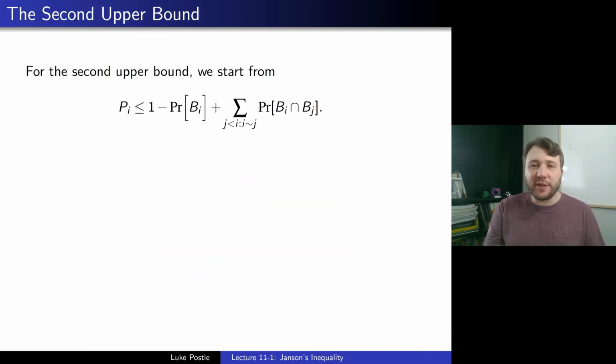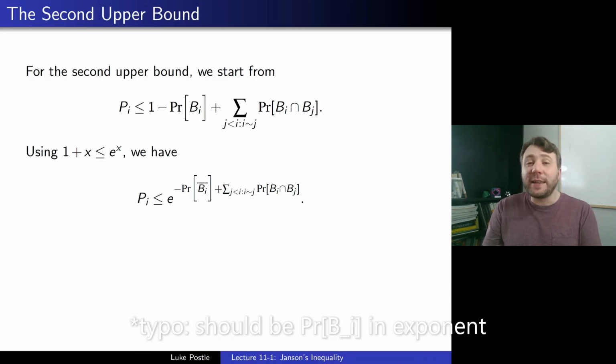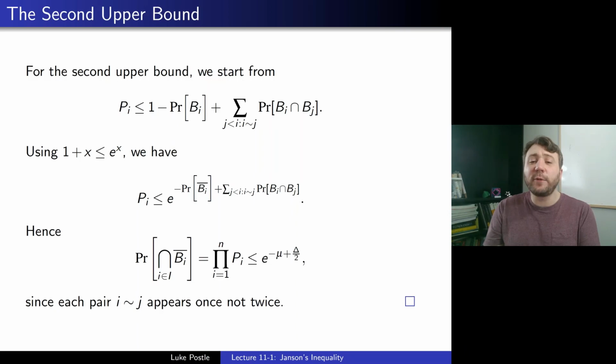As for the second upper bound, it's pretty much the same. We just start from a slightly different place. We said that p_i was at most the probability of not B_i plus those sums. Well, let's go back and undo that. Let's replace the probability of not B_i with 1 minus the probability of B_i, and then use the exponent on that term. We use 1 plus x at most e to the x to get that p_i is at most e to the minus probability of B_i, plus the sum of the B_i intersect B_j's. Sorry, that's a typo, that should be the probability of B_i. And then if you do that all together, you take the product again, these e's will all multiply. If you sum up the probabilities of the B_i's, that's mu, so you get minus mu there. And the other terms again give delta over 2, since each pair appears again once, not twice. So that concludes the proof of the second upper bound.